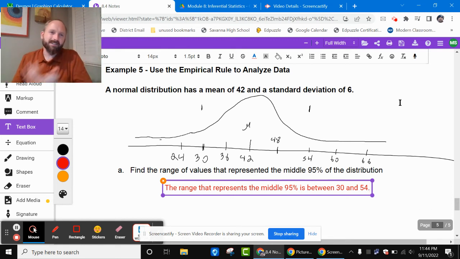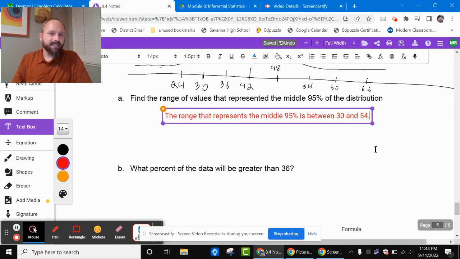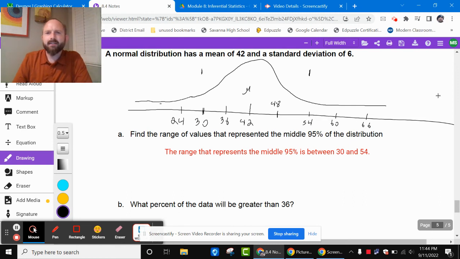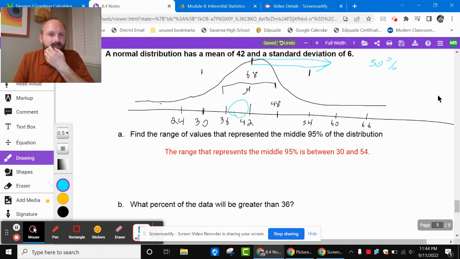Oh, wait, there's more. There's another question, so let's answer it. What percent of the data will be greater than 36? Well, that's one standard deviation. So if I go back to here, I know that one standard deviation is 68%. So if in between here is 68, well then what percent will be above 36? I know from here up is half the data, so 50%. Well, I want to add this part right here. How much is this? I just go 68 divided by 2, and this is 34. So now I just add 34 plus 50, and I get 84.